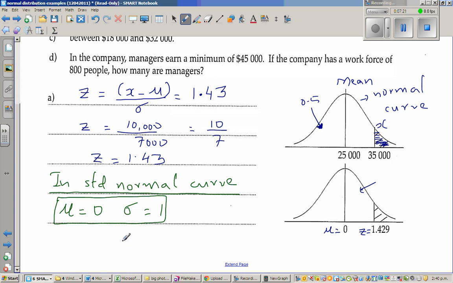So let me come back. The table is going to give me this area. And to find the other area, we know this area is 0.5, so this area would also always be 0.5. So if you know the area to the right of the mean is 0.5, and if you know this area, you can find the other area. I'll come to that later again. So let me go back.